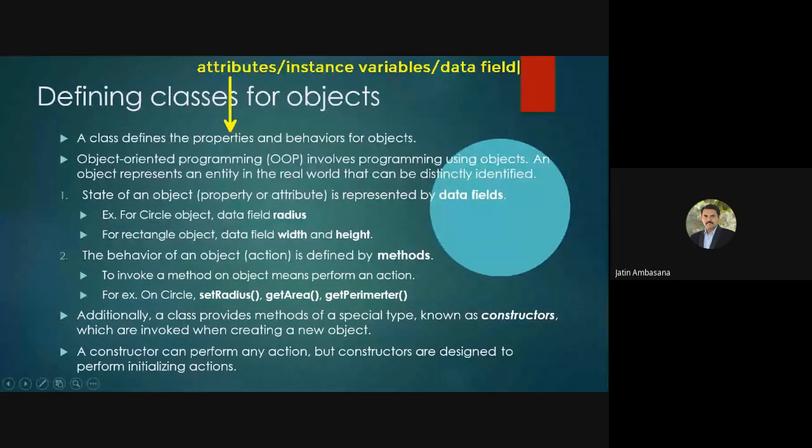And what about behaviors? We just saw what properties are. Now we see what behaviors are. Basically, behaviors are nothing but the methods, or some people even call them operations. The behavior of an object is nothing but a method or an operation for the object.